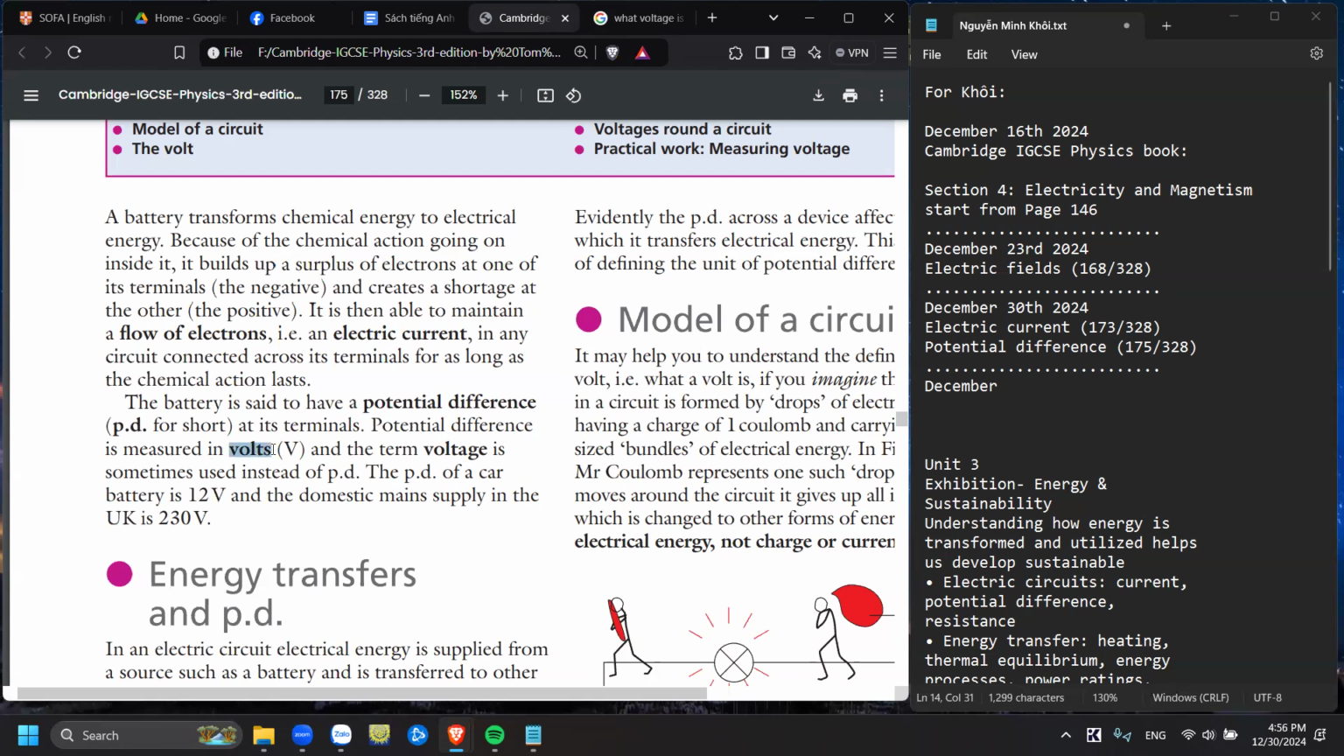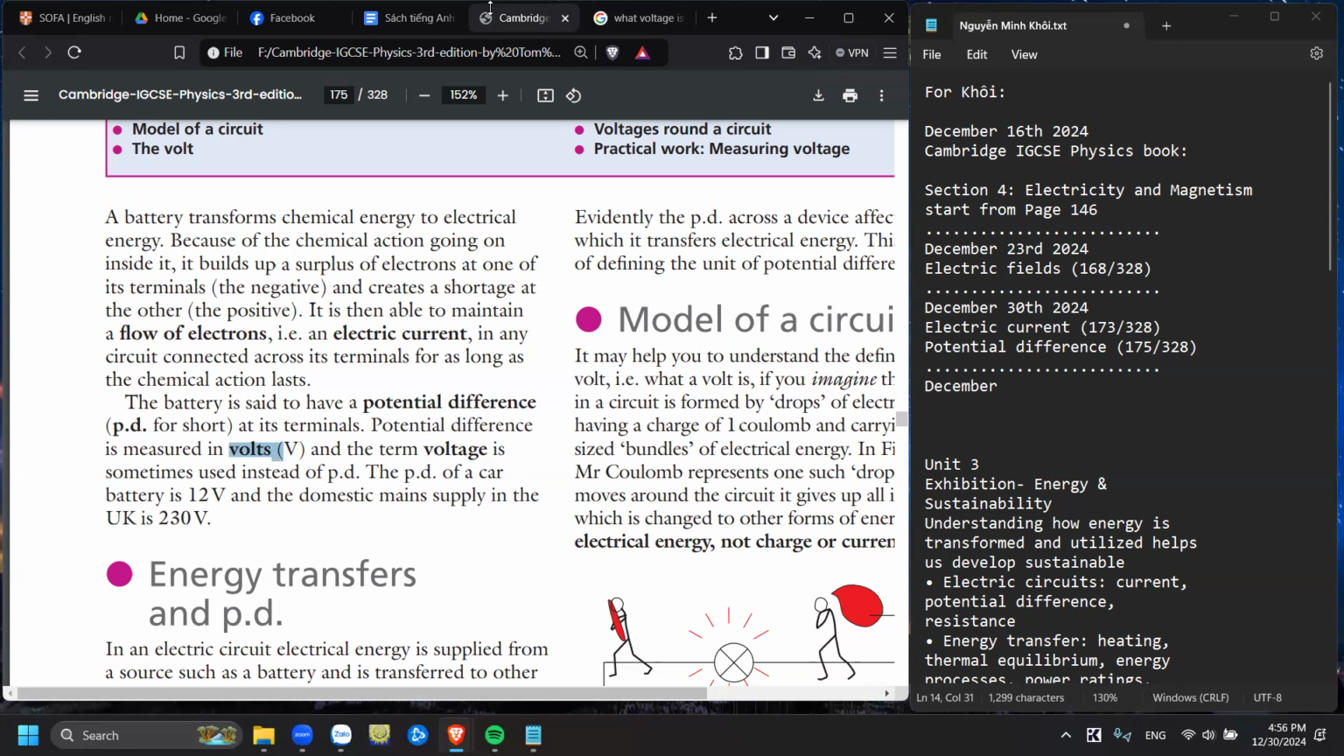So volt is the unit for potential difference. Actually, it's the name of another guy. The term voltage is a noun for volt, and it is sometimes used instead of potential difference.